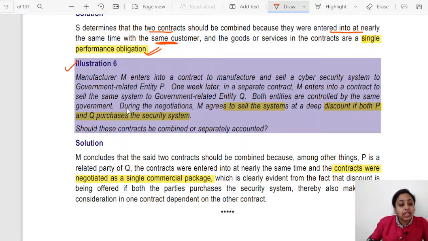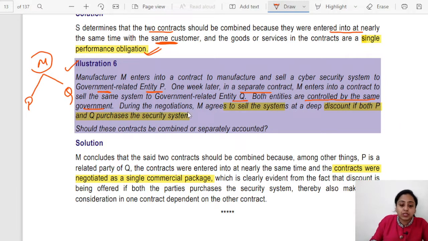Okay, manufacturer M enters into a contract to manufacture and sell a cyber security system to government related entity P. 1 week later, in a separate contract, M enters into a contract to sell the same system to government related entity Q. Okay, so there is M, the manufacturer, that is supplying the cyber security system. It is supplying to P, it is supplying to Q as well, and both of these entities are government related. Both entities are controlled by the same government. Okay, this means the controller of P and Q is the same government.